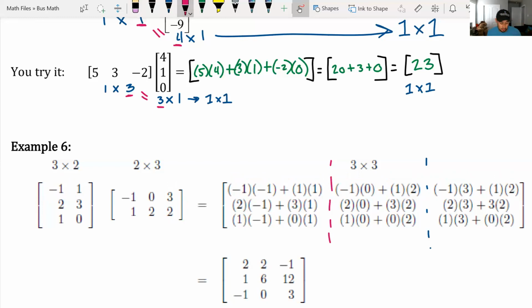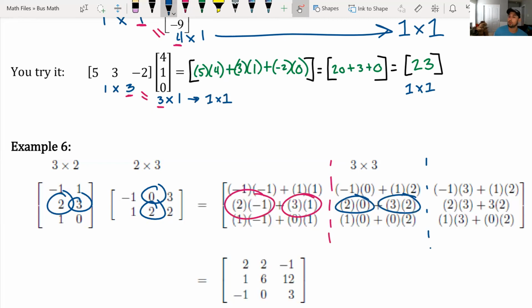All right, so we've exhausted the first row in the first matrix. Now we're going to do the second row. So this would be 2 times -1, which is right there. 3 times 1, which is right there. Then, again, 2 times 0, right there. 3 times 2, right there.